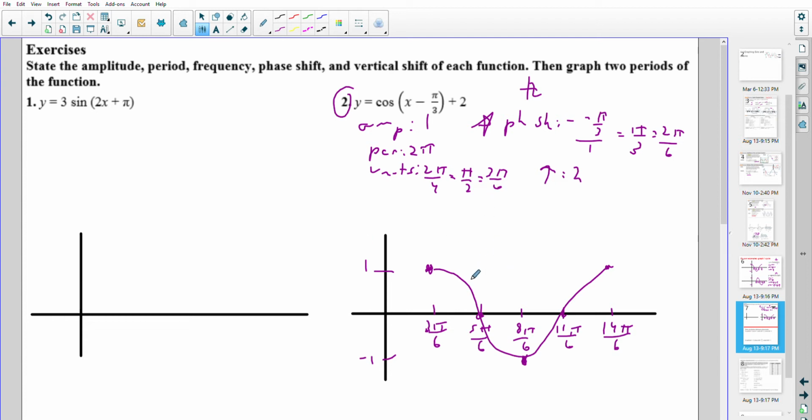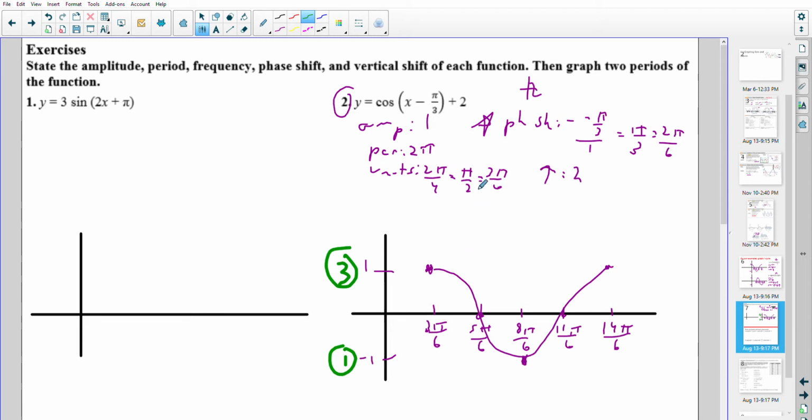Now, a couple other things. Now that we want to add 2 for the vertical shift, an easy way to do this is just to say, okay, well, instead of this as a 1, I'm going to add 2 to it, so make that a 3. And instead of negative 1, I'm going to add 2 to it and make that a 1. So these are my new y max and y min, and I can easily see that. That's a lot easier than making all new points up here and trying to graph that again.